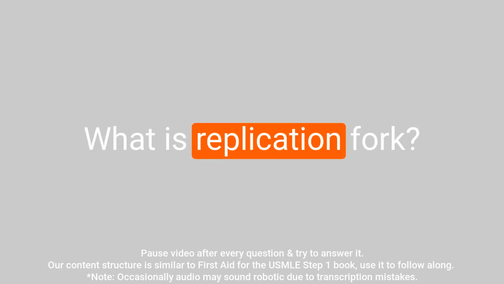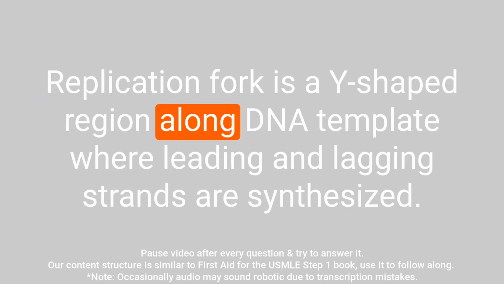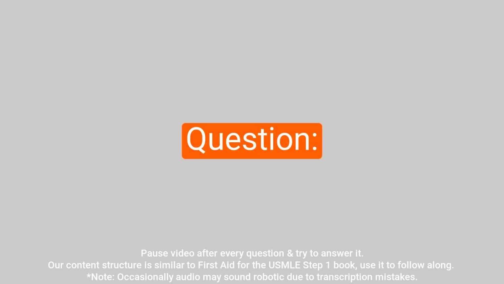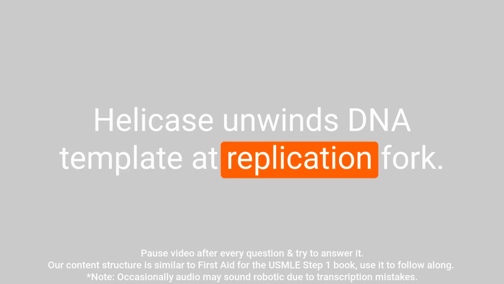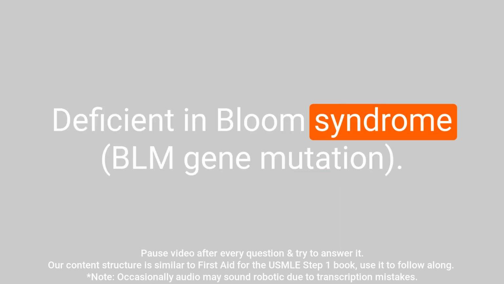Question: What is a replication fork? Answer: Replication fork is a Y-shaped region along the DNA template where leading and lagging strands are synthesized. Question: What is helicase? Answer: Helicase unwinds the DNA template at the replication fork. Helicase has helicase activity, deficient in Bloom syndrome.